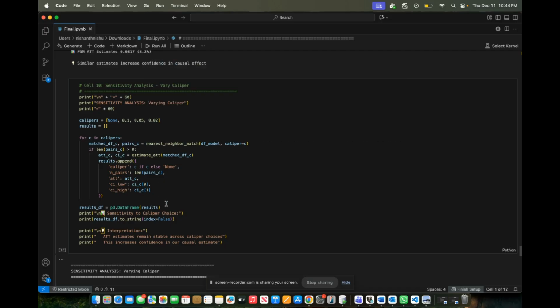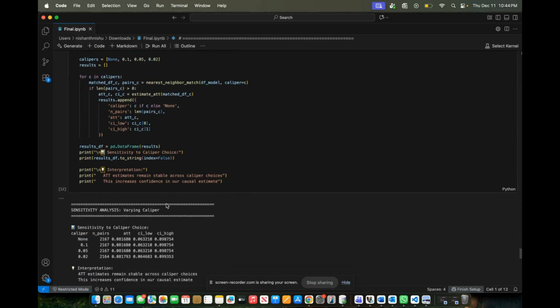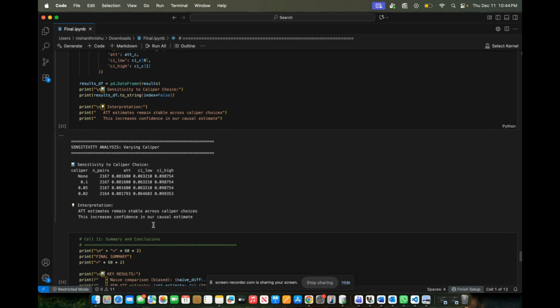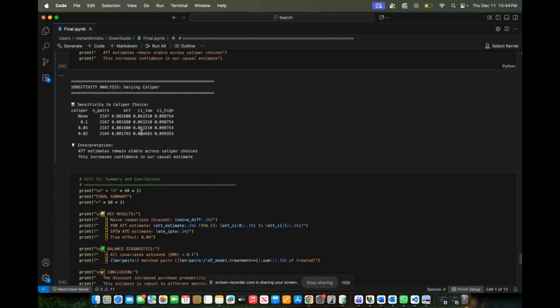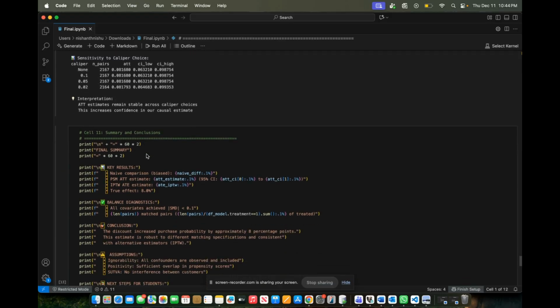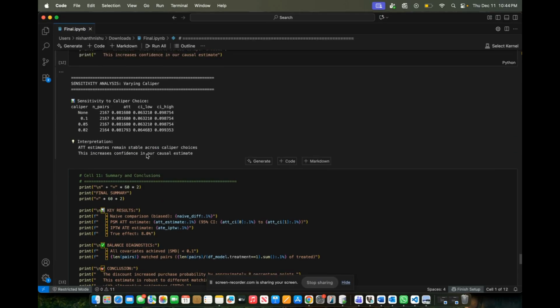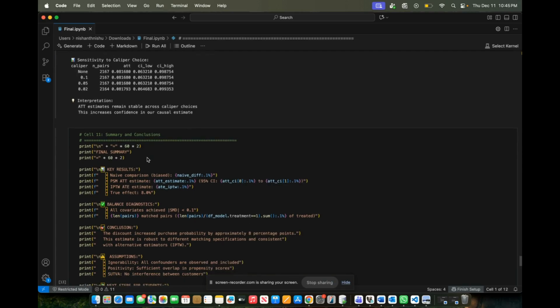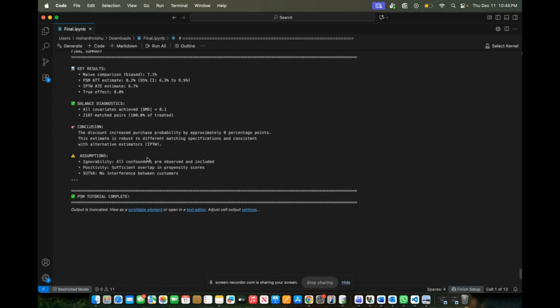And then, sensitivity analysis. We run a sensitivity check by tightening and loosening the caliper. Regardless of caliper choice, the estimated ATT stays between about 7.7% and 8%. Stable estimates across different settings show our results are robust, not sensitive to arbitrary parameter choices.